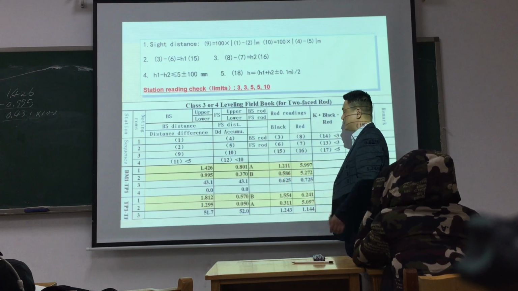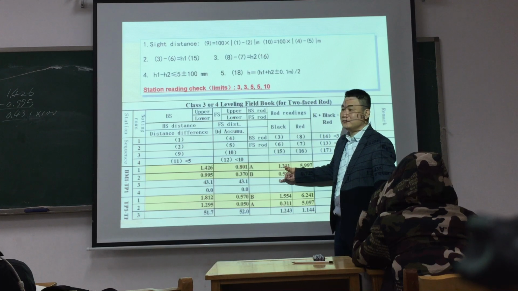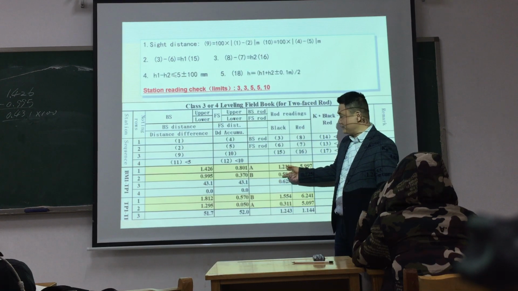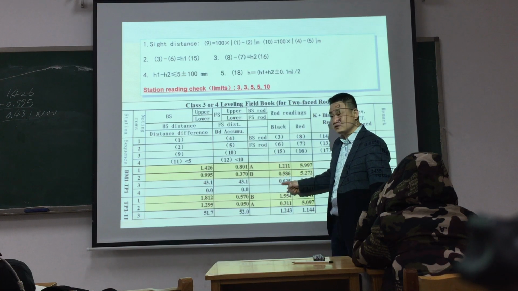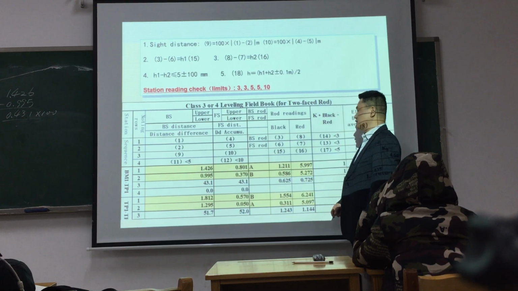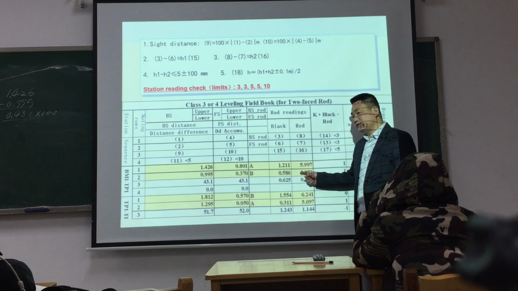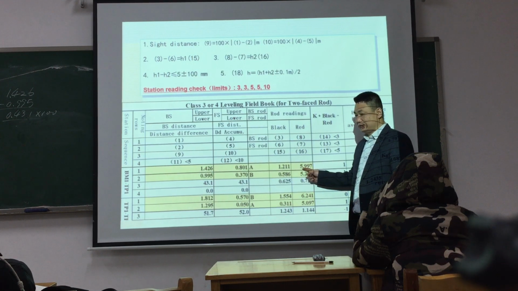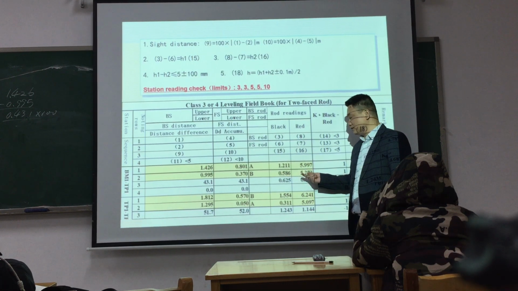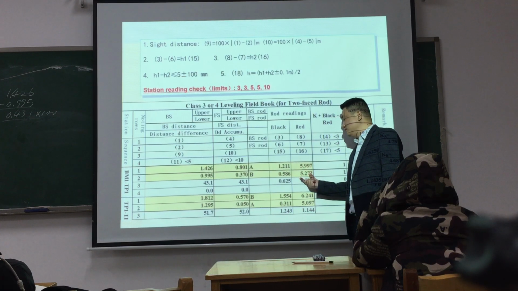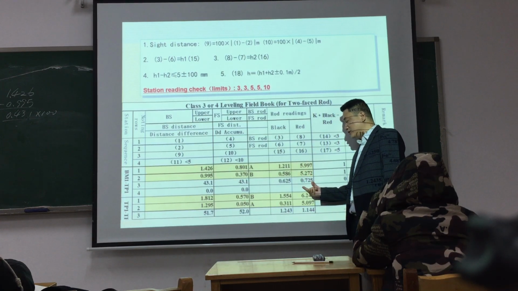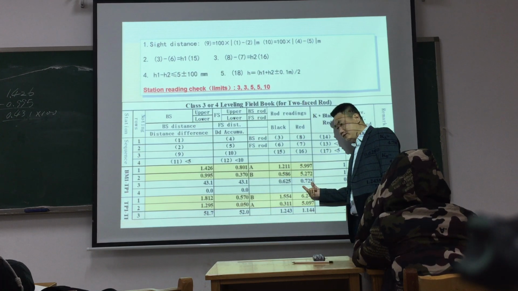This is similar to the experiment yesterday. Yesterday in the experiment we just used these two regions to get elevation. And because now we use the red face, for the red face we also use backside reading minus foresight reading. So we get another elevation difference.